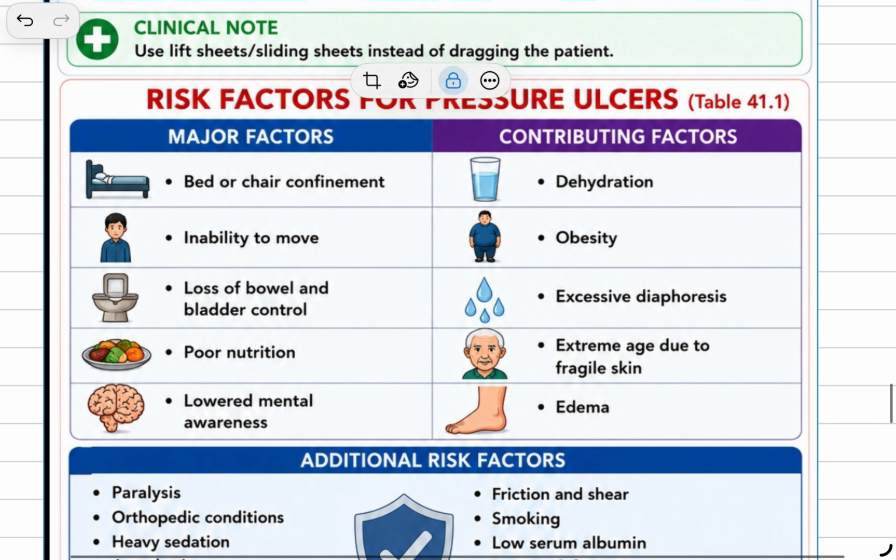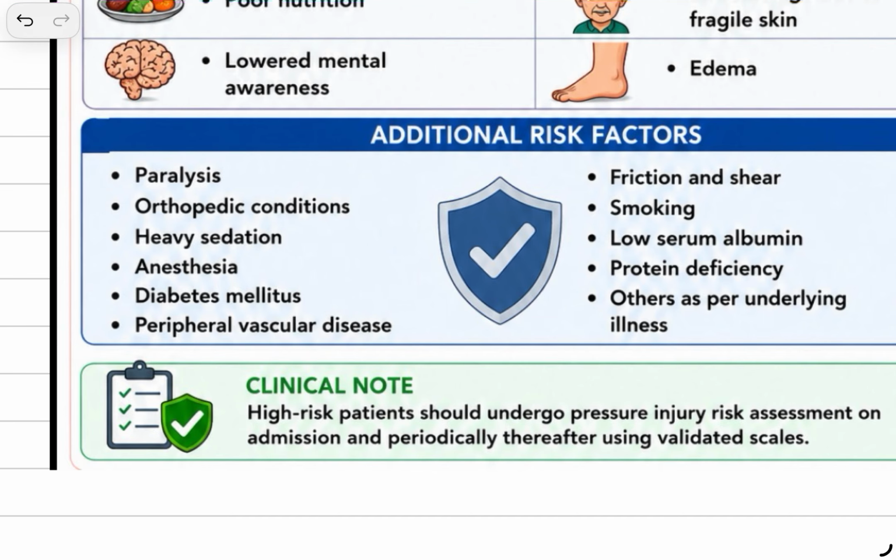Now, if you are dragging the patient, what happens? So, it will get injured, right. So, that will also contribute to what? Pressure ulcer. Everyone understood? Yes. So, some of the same things here also they have said. Okay, smoking, friction and shear, sedation, anesthesia, diabetes mellitus and all, the same thing they have said.